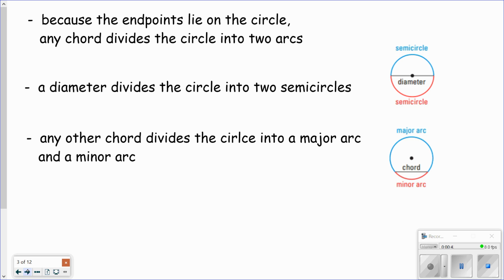So let's repeat what I just read to you. Any chord, such as this one here, will split up the circle into two arcs, a minor arc and then this blue one, which is a major arc. If we go through the diameter, we then know that we created two semicircles, as you see here in blue and in red.